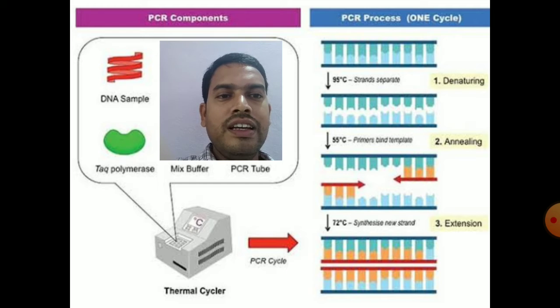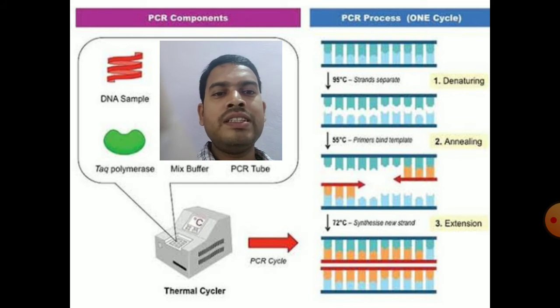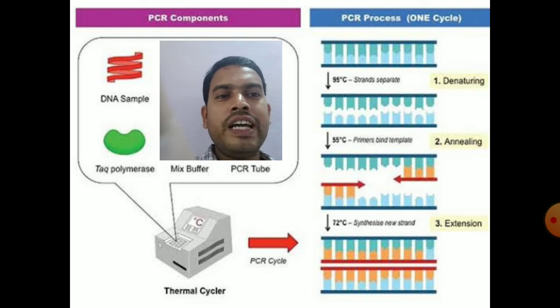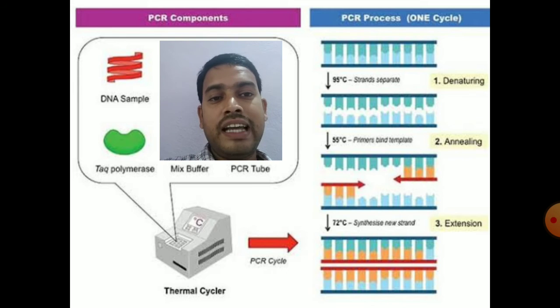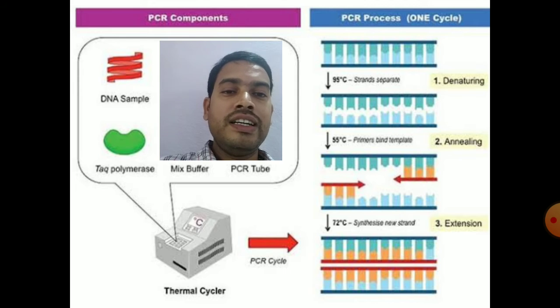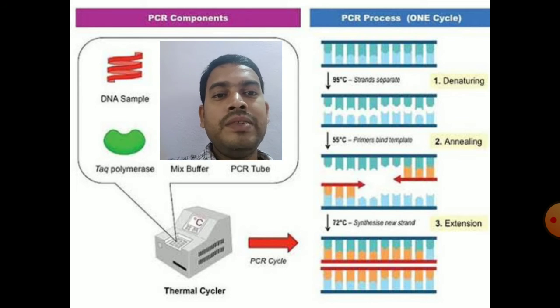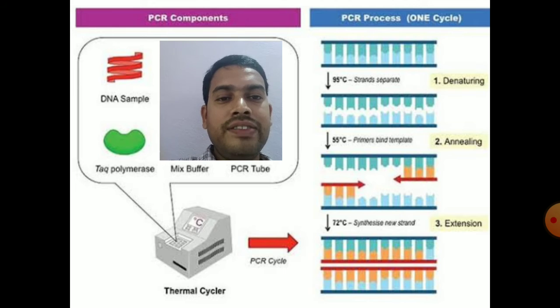Generally, for DNA replication, DNA polymerases are used. You can ask me a question: why is Taq polymerase used for the amplification of DNA? In general, DNA polymerases are inactive beyond 40 degrees centigrade, whereas this Taq polymerase, which is isolated from the thermophilic bacteria Thermus aquaticus, is stable at 100 degrees centigrade, and it will show its activity between 90 to 100 degrees centigrade.